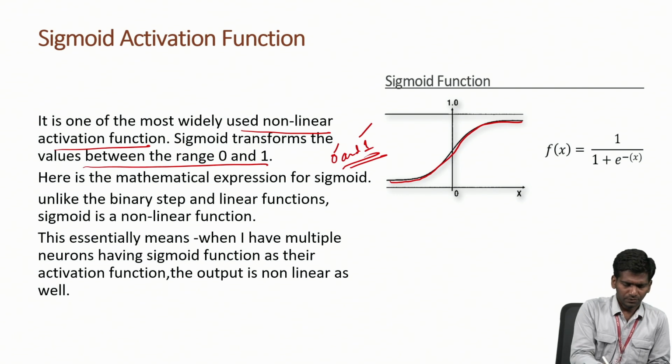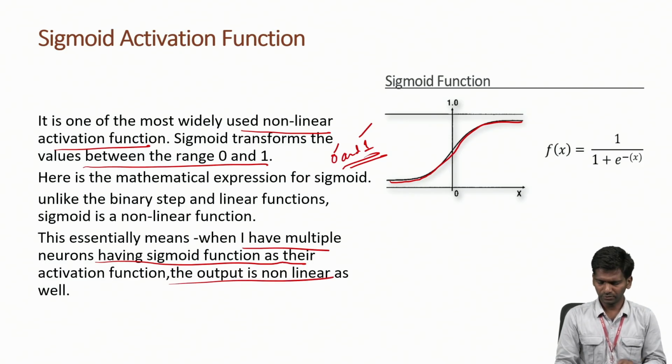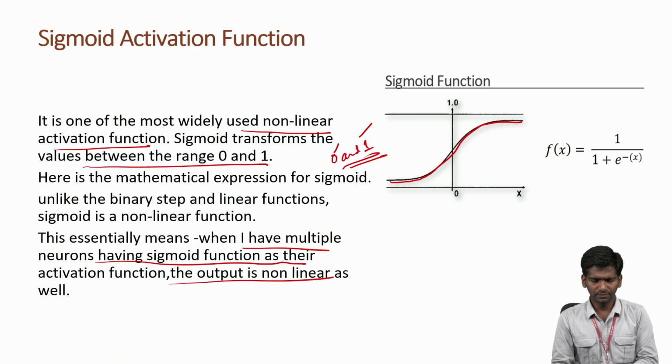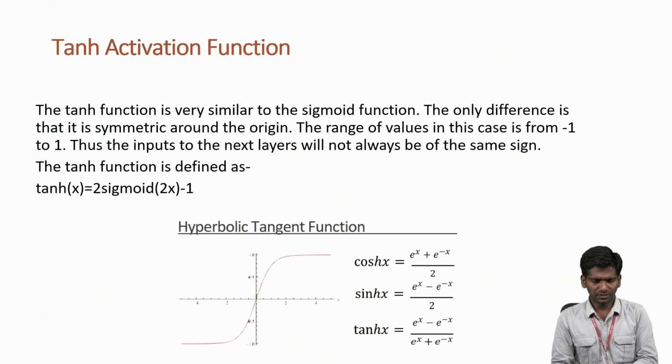Here is some more important point also: when I have multiple neurons having sigmoid function. You can go through it if needed. So this is what we have about the sigmoid function.